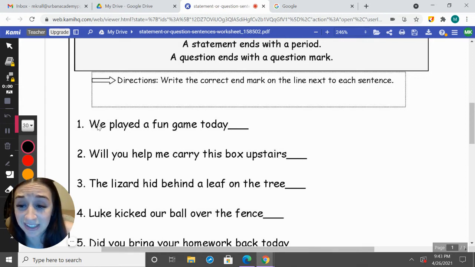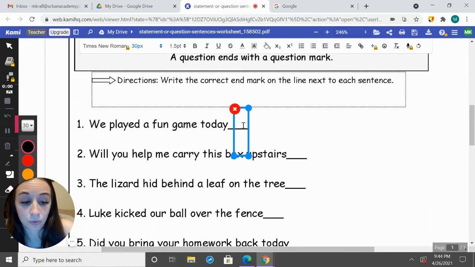I want you to read this sentence silently as I read it out loud. We played a fun game today. So we have a capital letter, a complete thought, and now we need to add our punctuation. So is this sentence asking us something or telling us something? Well, it's telling us we played a fun game. So that means it's a statement, and a statement ends in a period. So we are just going to put a period.